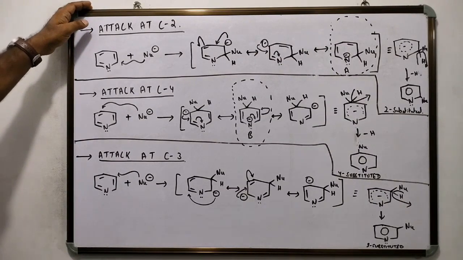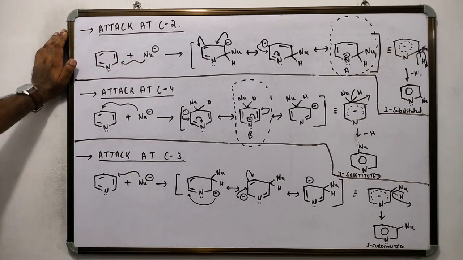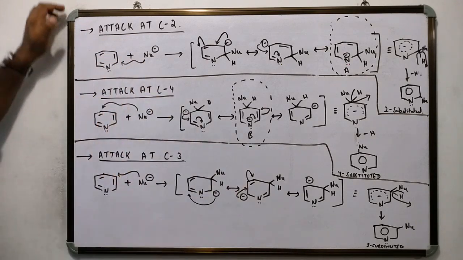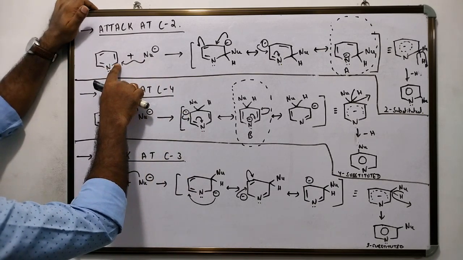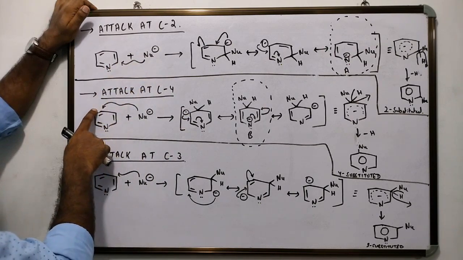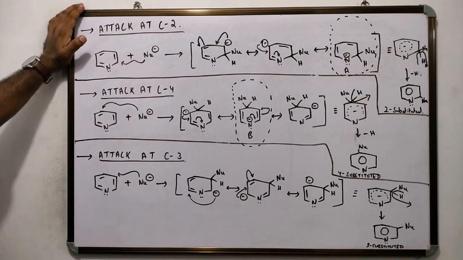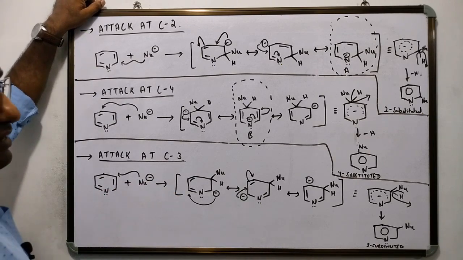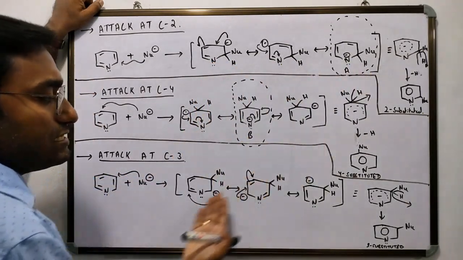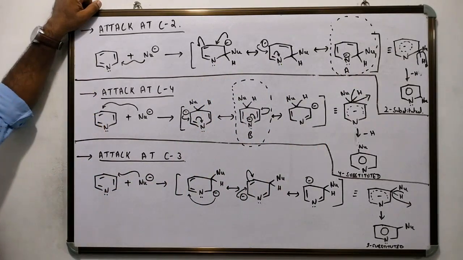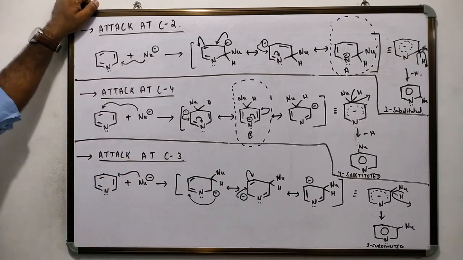Question number 2. At which of the positions would nucleophilic aromatic substitution reaction take place in the pyridine ring? That is, whether the nucleophile would attack at position 2, at position 4 or at position 3. To know the answer to this question, one would have to compare the stability of the intermediate carbanions that are formed by attack at C2, C4 and C3 positions.